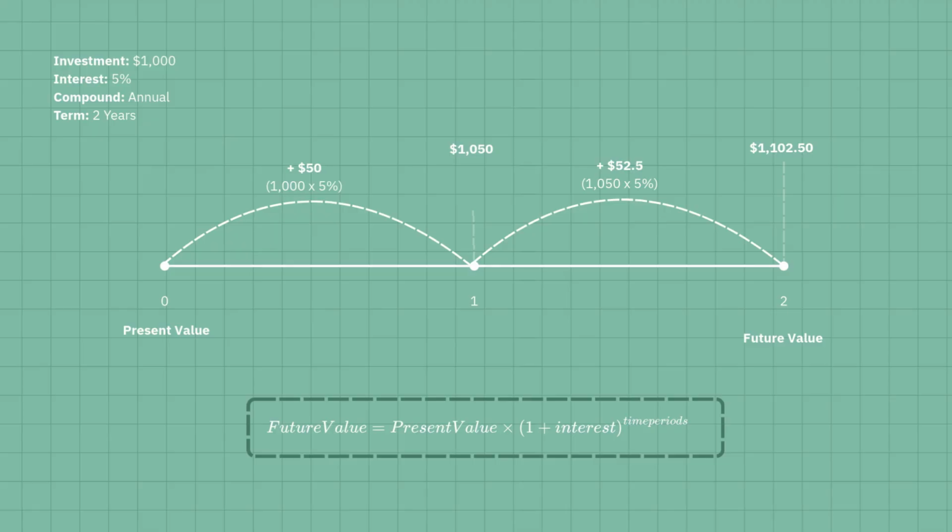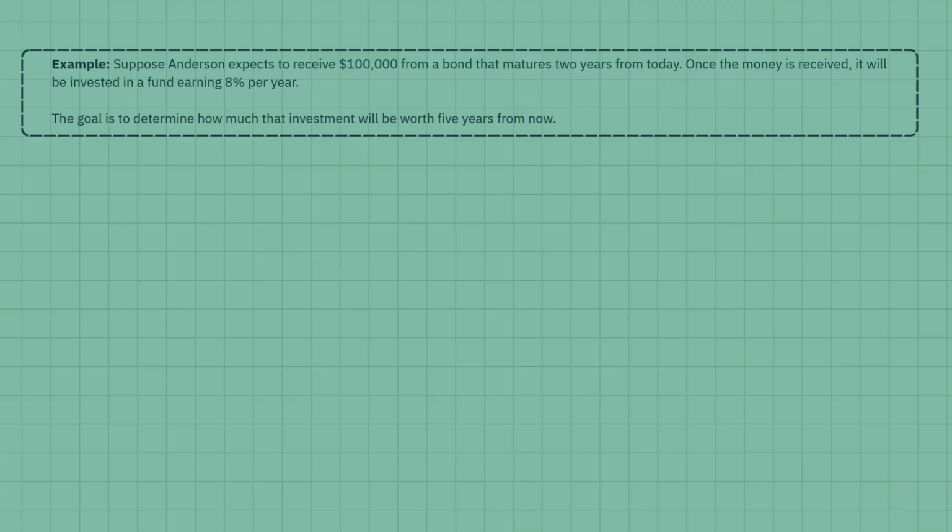Now let's apply this with a slightly more involved example. Suppose Anderson expects to receive $100,000 from a bond that matures 2 years from today. Once the money is received, it will be invested in a fund earning 8% per year. The goal is to determine how much that investment will be worth 5 years from now. Before doing any calculations, it helps to draw a timeline. Timelines make time value of money problems much clearer.